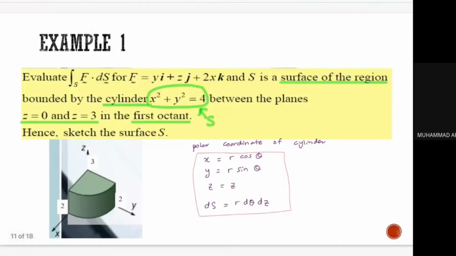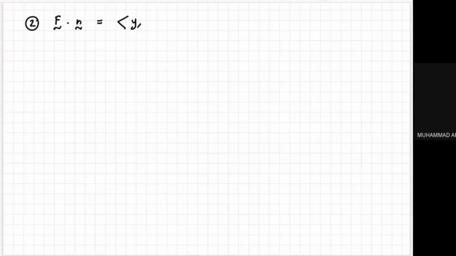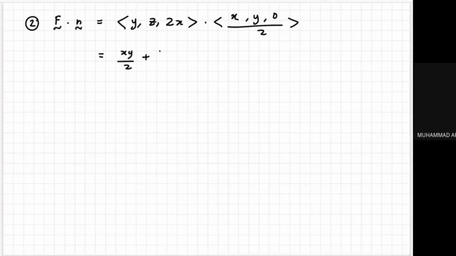Next step is to find your F dot n. So what is your F? This is your F: yz, 2x, y, z, dot with your n, which is x, y, 0 over 2. So your F dot n will be xy over 2 plus yz over 2 plus 0. This is your F dot n.